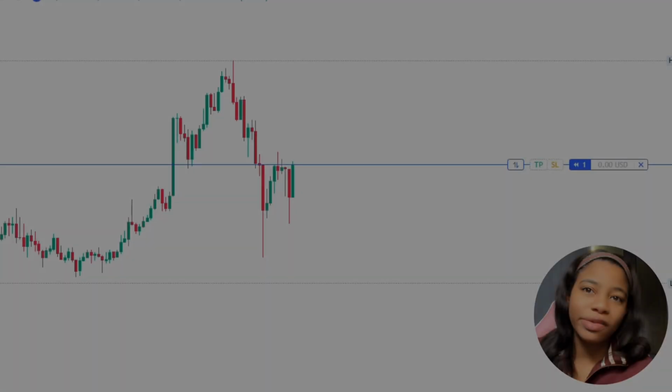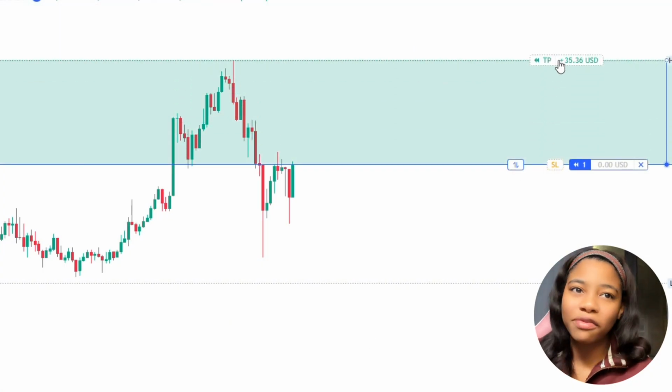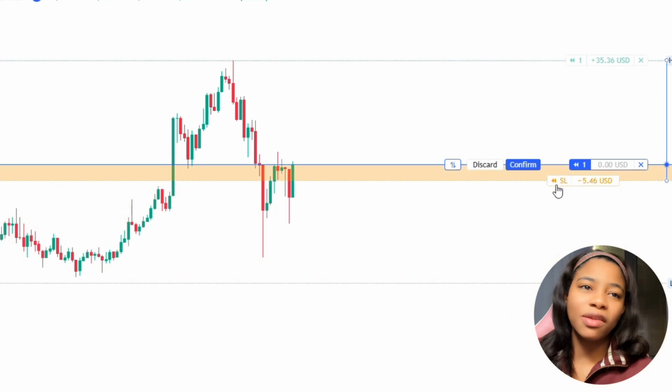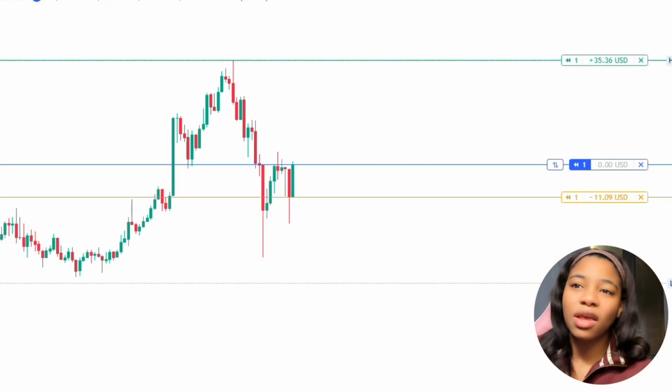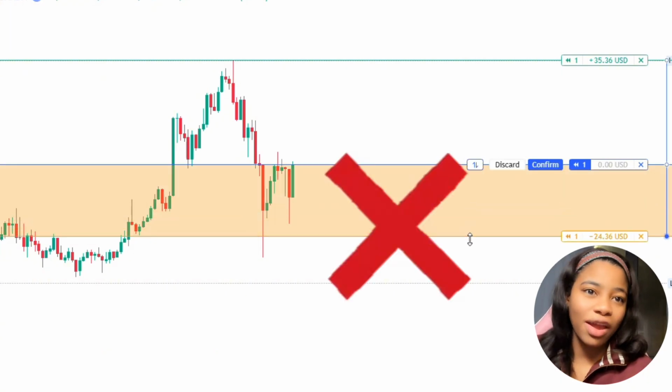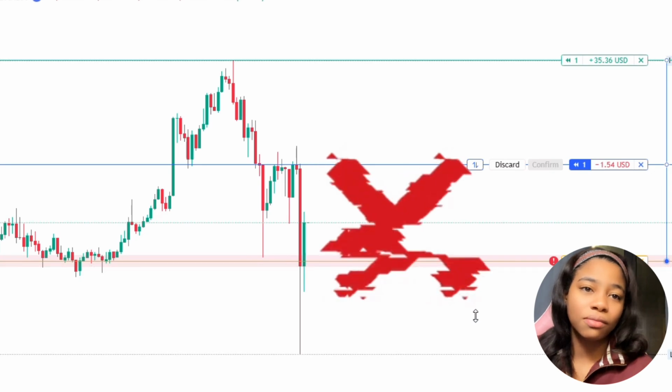Mistake number 4. They move their stop loss. Price goes against them, and of course they move their stop loss further and further and further away. This is a big mistake. Your stop loss is your stop loss. Don't move it. If you get stopped out, that's how it works. It's trading. You're gonna get stopped out. Don't move your stop loss.